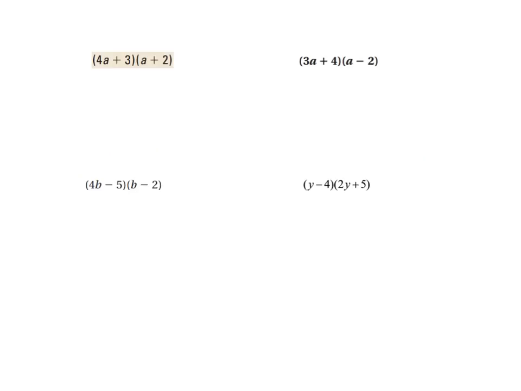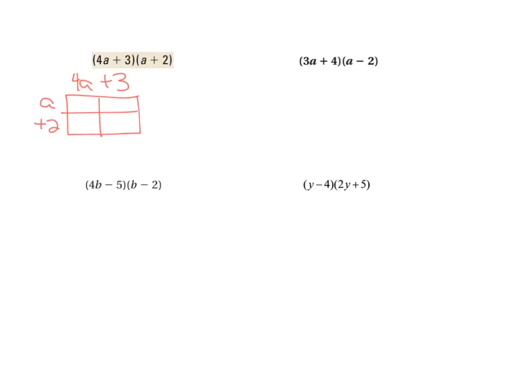Now, I'm going to do these two with you. I'm going to do one with a box method. I'm going to do one using distributive property. You can do either way you want. You do not have to do both. All right? So the box method, I'm going to have 4a plus 3. Notice I keep my sign so that I don't lose them. And a plus 2.